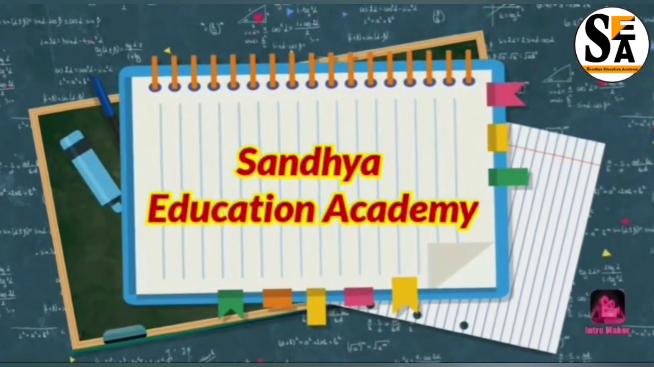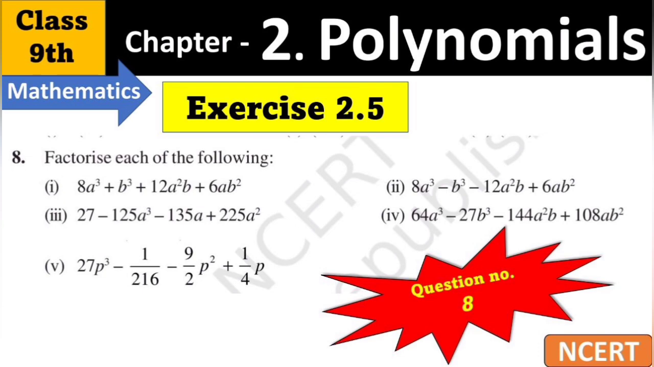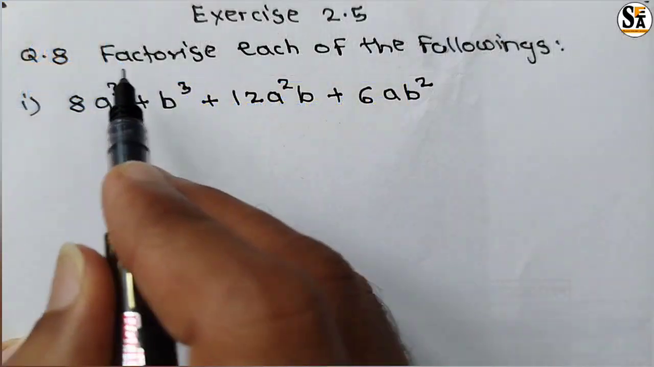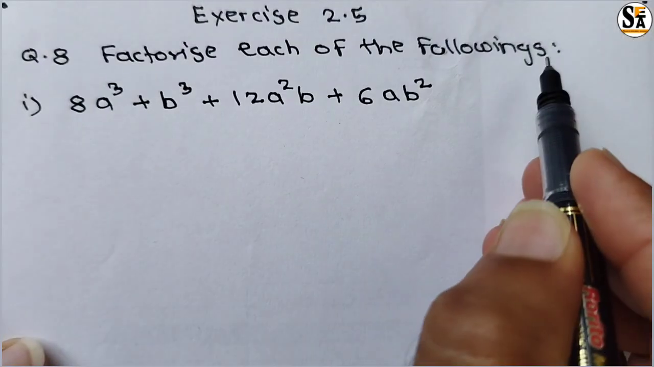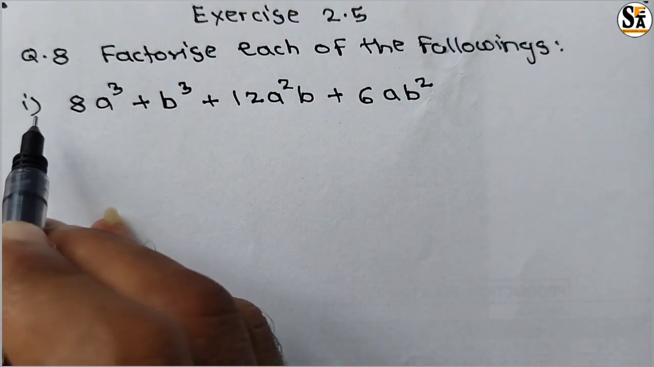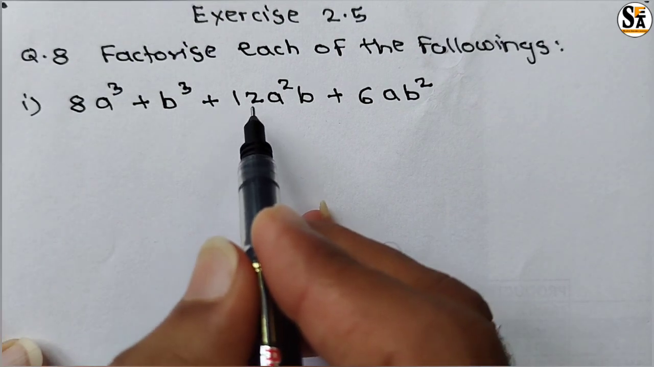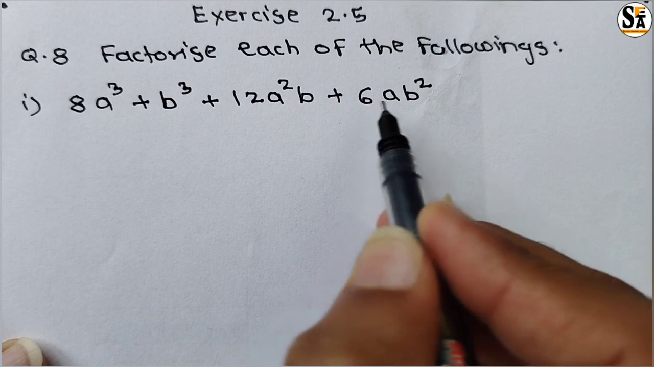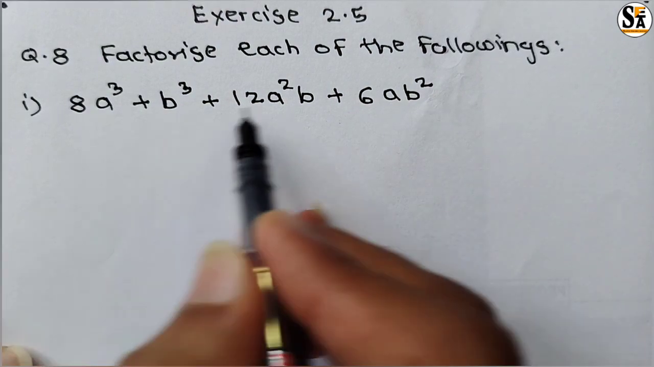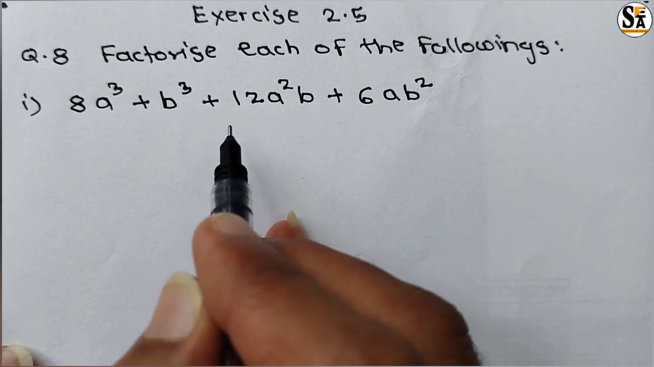I am Santosh Wag. In this video, we will see question number 8 for exercise 2.5, chapter Polynomials, class 9th Mathematics. So, let's start with the video and see how to use the standard identity. The question is: factorize each of the following. Question number 8, and the first sub-question is 8a cube plus b cube plus 12a square b plus 6ab square. Here, to factorize this, we will use a standard identity.